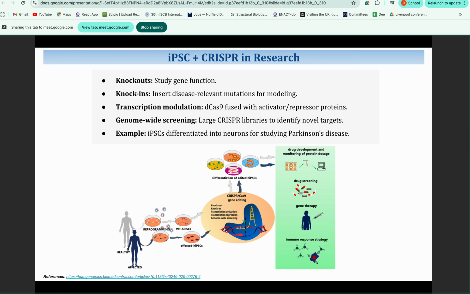After we make the changes in the genes, we can study the differentiation of the edited human induced pluripotent cells. We can compare how these genetic modifications lead to the differentiation phase. Then drug development and monitoring of protein dosage can be done. We can study how much protein dosage will be sufficient to treat that disease. We can go for the screening of different drugs, screen gene therapy, and also study immune response strategies.